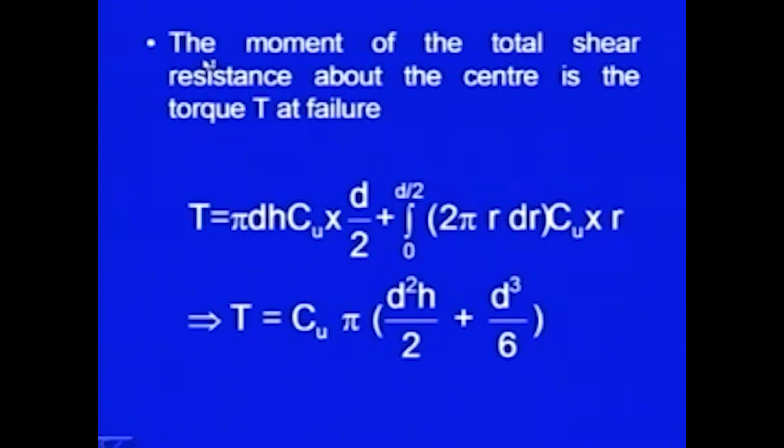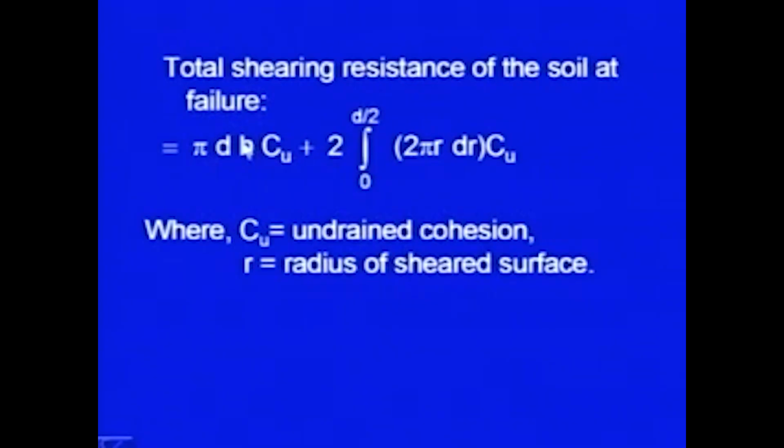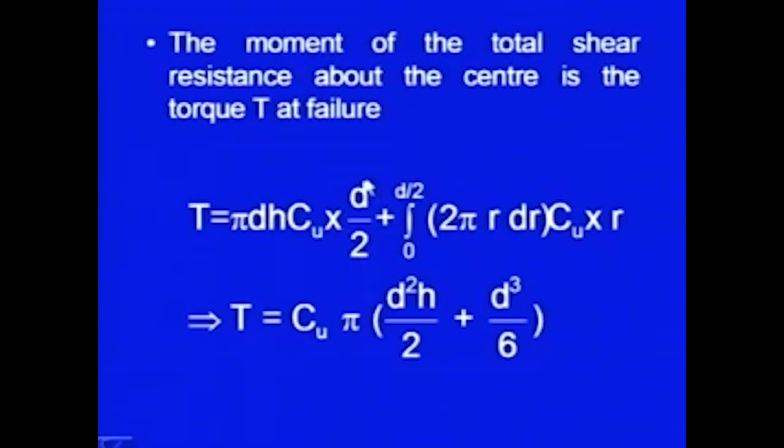If you calculate the moment of the total shear resistance about the center, that will be equal to the torque. So, torque will be equal to pi d h Cu, this was the force, multiplied by radius d by 2, plus this force again multiplied by radius, integrated over the radius, that is 0 to d by 2. Finally, we get this expression: T is equal to Cu into pi d square h upon 2 plus d cube upon 6. So, if you know T, d and h, you can calculate Cu.